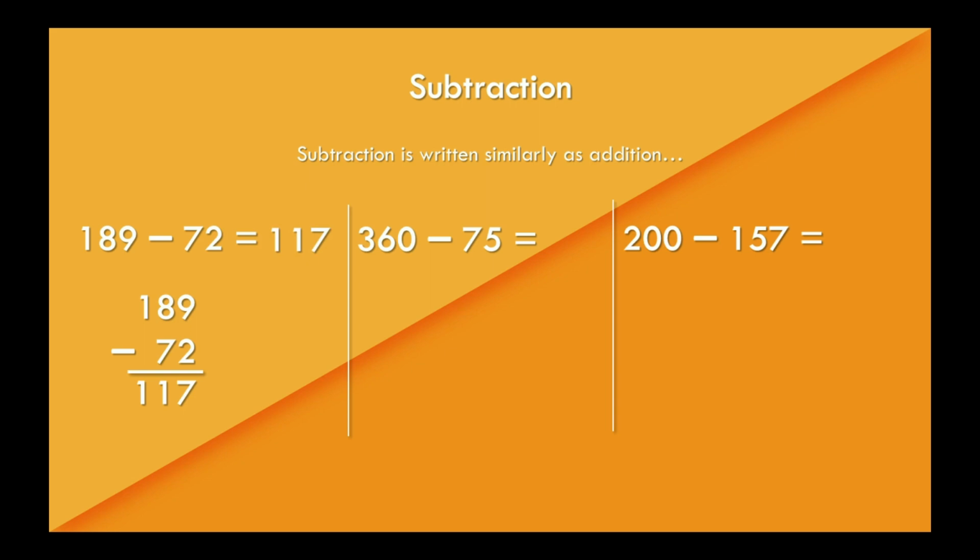Now when we start lining up the second question, we see a problem immediately. We can't subtract 5 from 0. This is because A, 0 is smaller than 5, and B, the top number is bigger than the bottom, so we know the answer should be positive.